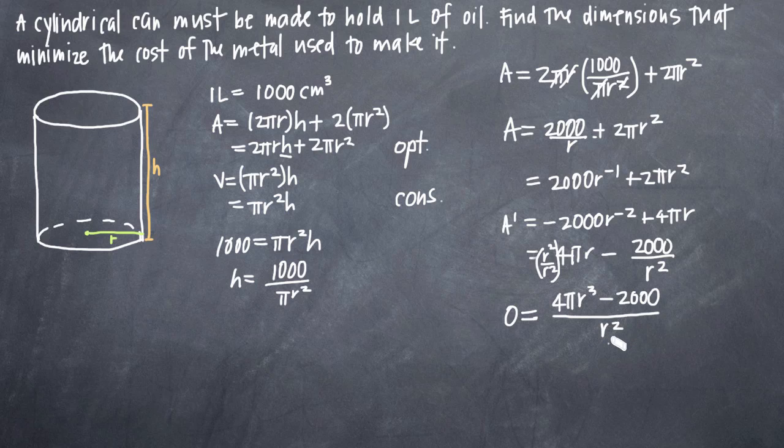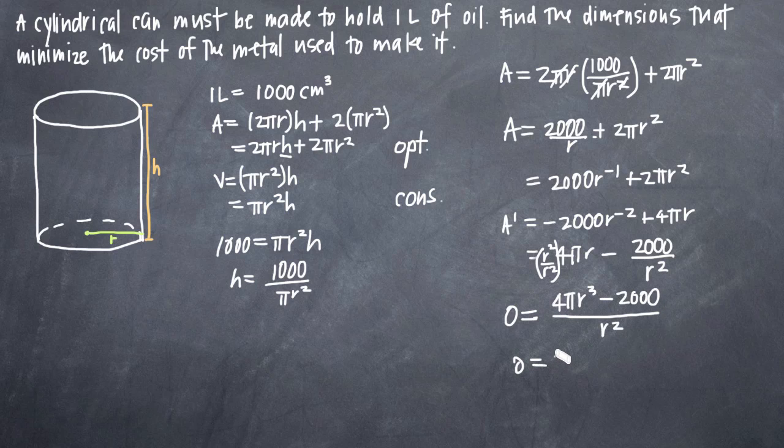However, if the denominator is undefined, that means r is equal to 0, and we know r can't be equal to 0 because we're talking about a three-dimensional figure here in real space, and if r is equal to 0, then the cylinder doesn't exist. So we can almost just discount that, and we're really just looking at where the numerator is equal to 0.